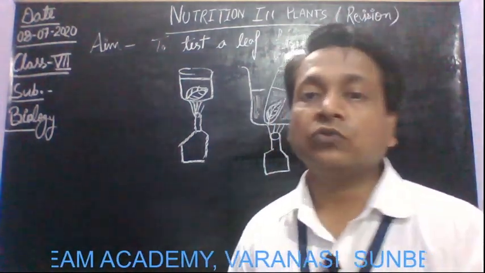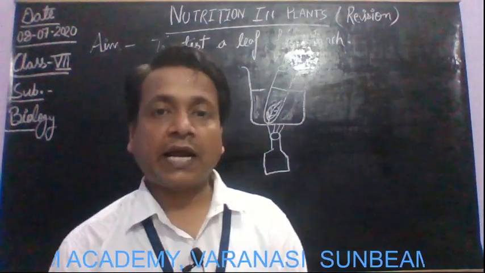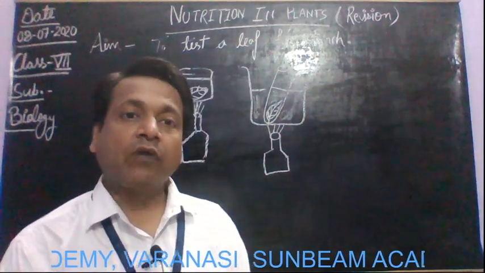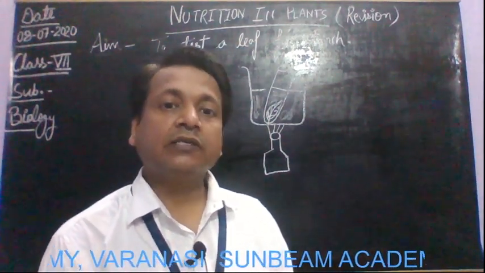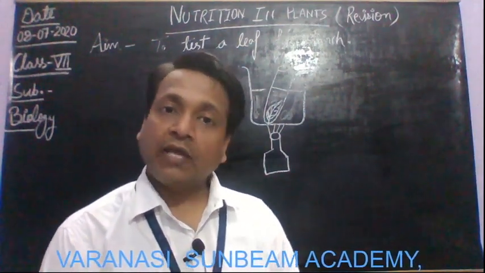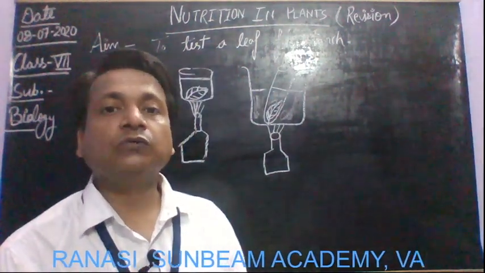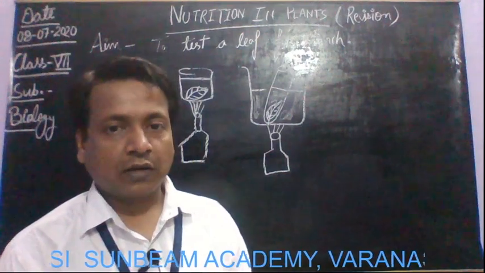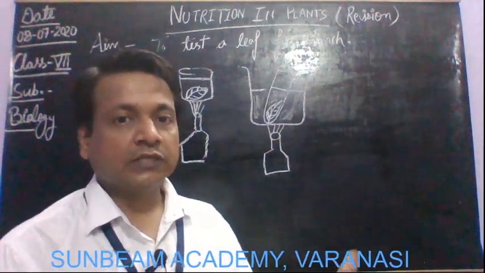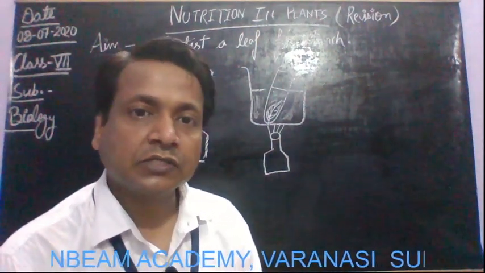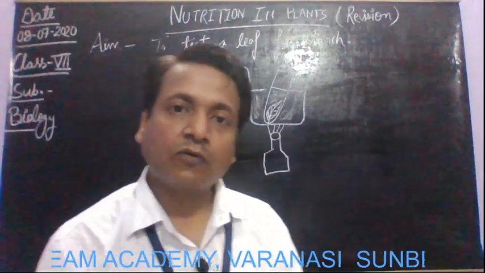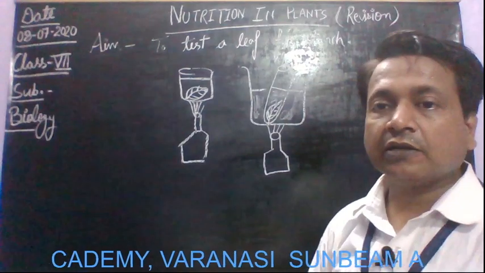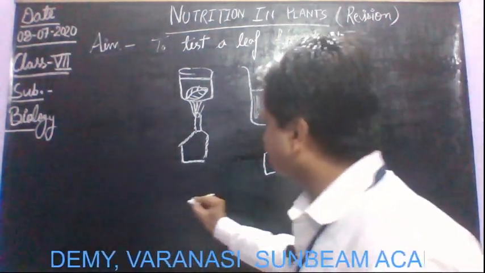Children, here you have to know that the alcohol will start boiling first, then water, because the boiling point of alcohol is less than water. So we only allow the alcohol to boil, not the water. After about 2 minutes, just take out the test tube and with the help of forceps, take out the leaf from the test tube and spread it on a white surface.